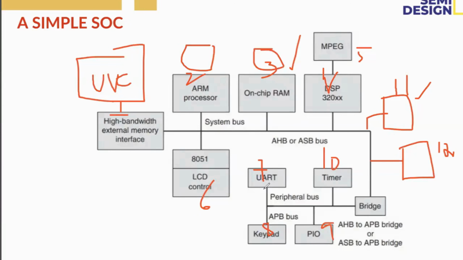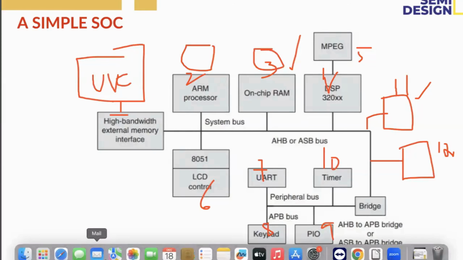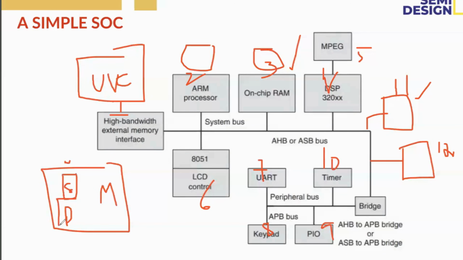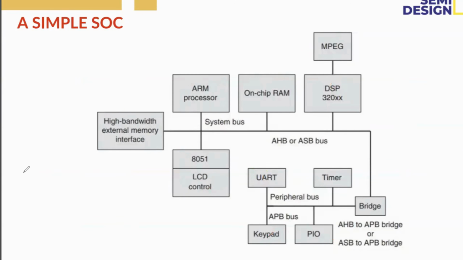So in the UVC, what will be there? Nothing but agents will be there. Okay, so in the agents, there will be the sequence, the driver, and the monitor. Okay, sequence, driver, monitor, right? So that means here we are not going to develop any VIPs. We are going to buy.